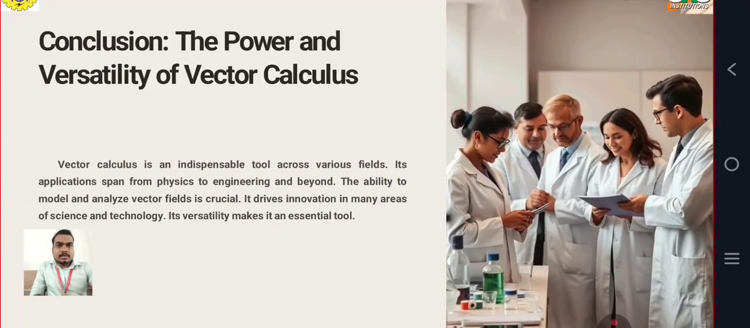Next, this is the conclusion: the power and versatility of vectors. Vector calculus is an indispensable tool across various fields. Its applications span from physics to engineering and beyond. The ability to model and analyze vector fields is crucial. It drives innovation in many areas of science and technology. Its versatility makes it an essential tool. So these are a few applications of vector calculus.